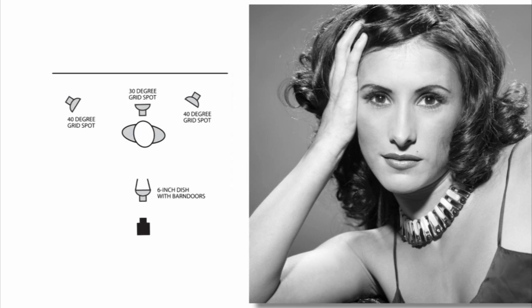For this image, the main light was a 6-inch dish with barn doors that were closed about 2/3 of the way. The two hair lights, one on each side, were 6-inch dishes with 40-degree grid spots. The background was lit by a 6-inch dish with a 30-degree grid spot aimed at the paper from directly behind the model.